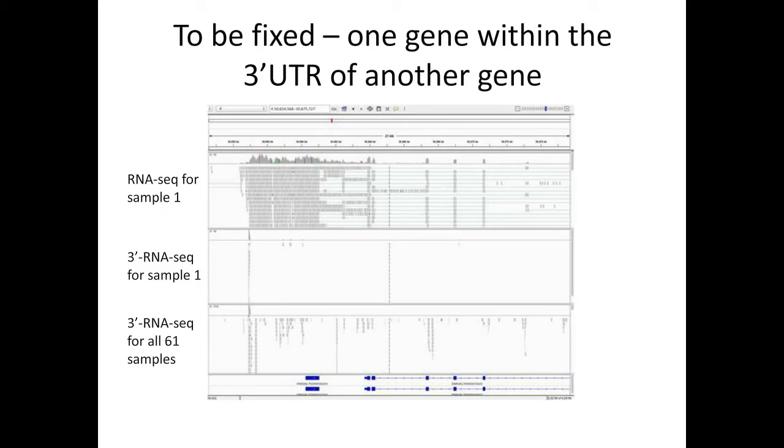Okay, thank you. So yeah, there's a problem we can see here. There is a gene which is within another. This gene ends here, but based on our RNA-seq and 3' RNA-seq data, the gene should be extended up to here. And we have another gene which I actually showed here. It is within this gene. So we still haven't fixed this problem, how to address this type of problem.